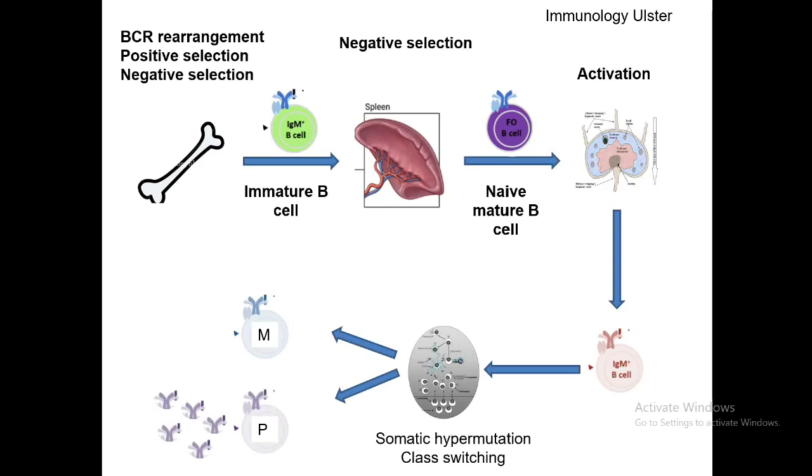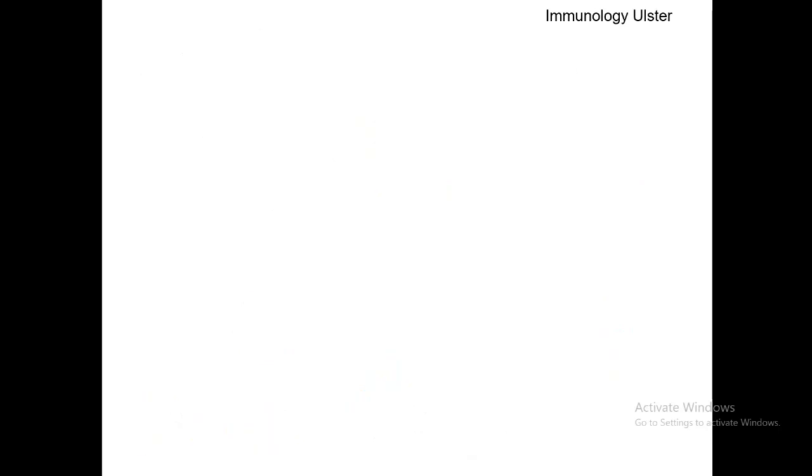Or it can become, more importantly, a plasma cell. And the plasma cell is a B cell that will produce massive amounts of antibody. That antibody will then attach to the pathogen and enable its subsequent elimination. So that's a general holistic overview of B cell maturation.